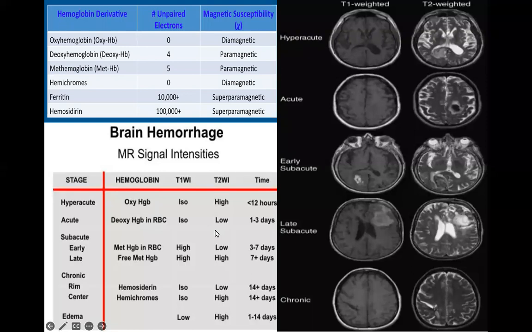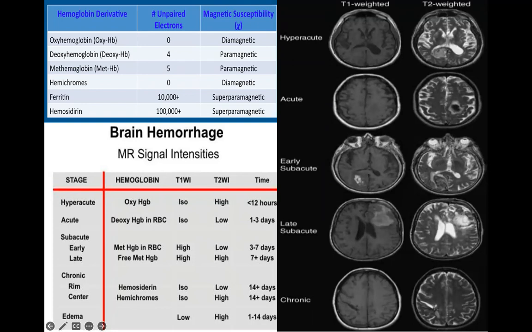In a hyperacute bleed, blood is just coming out of the vessel and spilling in and around the parenchyma, which is fresh, oxygenated blood, a diamagnetic substance, and hence T1 will be iso, but T2 will be hyper. In acute, the blood that stays there is gradually getting degraded. The hemoglobin gradually begins to lose oxygen to become deoxygenated. In early subacute, the hemoglobin becomes methemoglobin, and then it begins to become hemosiderin, which is later engulfed by macrophages.